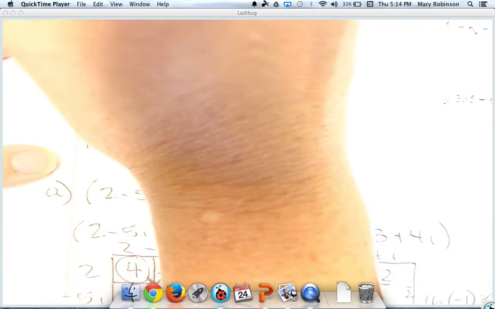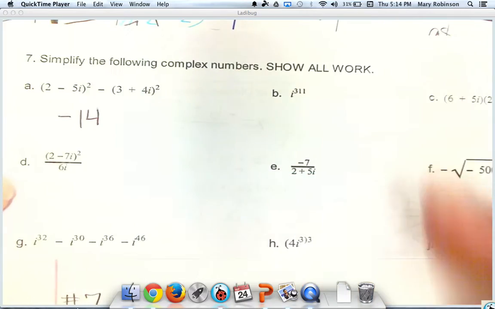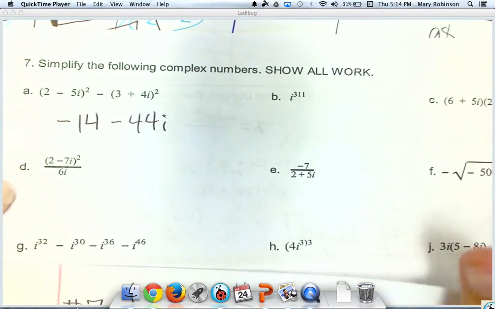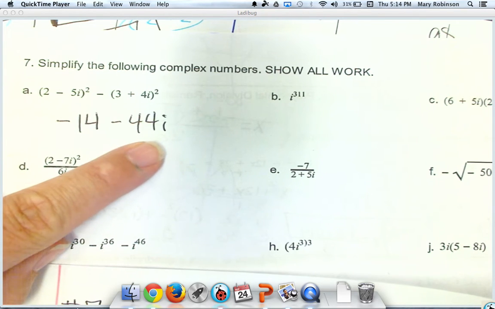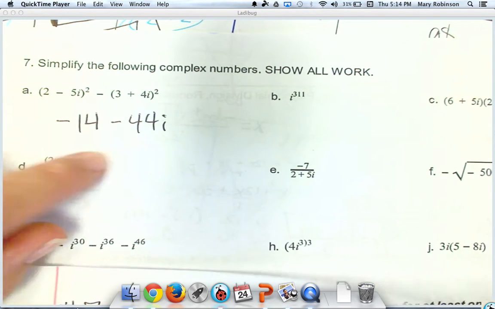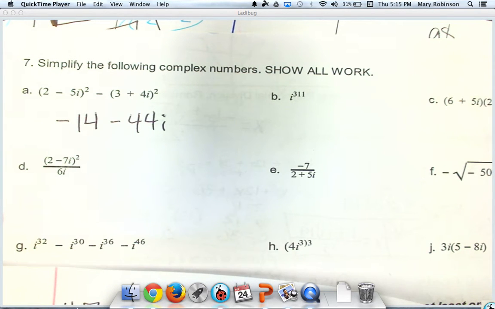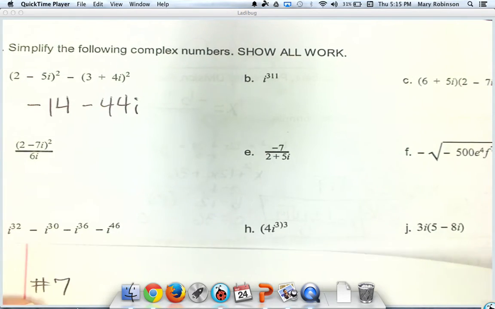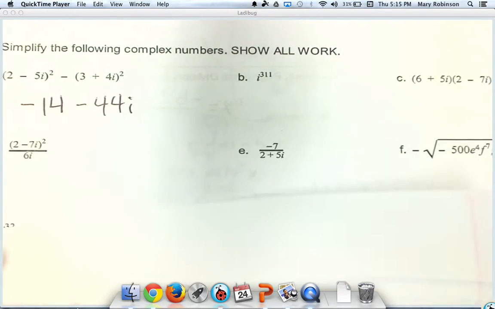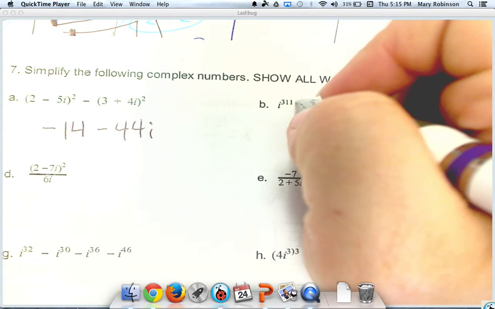I'm going to write it on the sheet here. Negative 14 minus 44i. Notice I've got i to no other power other than 1. If you have any answer in any of these problems with an exponent greater than 1, then you need to continue to reduce. Now for B, you've got a high exponent here.